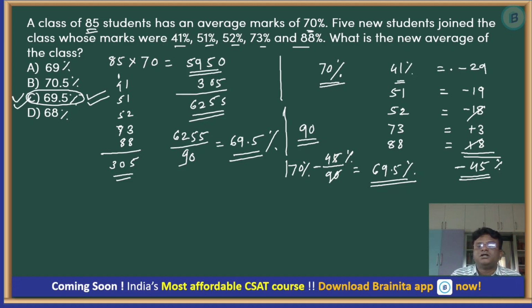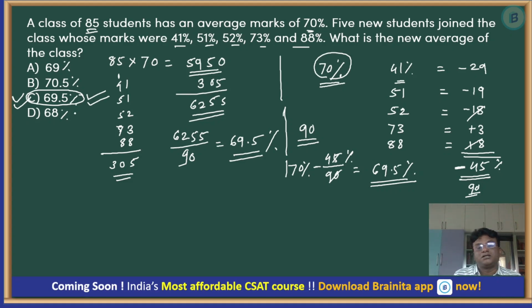So what I did was I calculated the total delta, or the total change which happened to the number of marks as compared to averages. So that is 45%, and these 45% are actually reduced because the overall sum is minus. That's why from the original average it is very clear that the new average will be smaller. Smaller by what? Smaller by 45% divided by the total new number of students, which is 90. So this is half percent. I will reduce half percent from 70 to get my answer 69.5%.